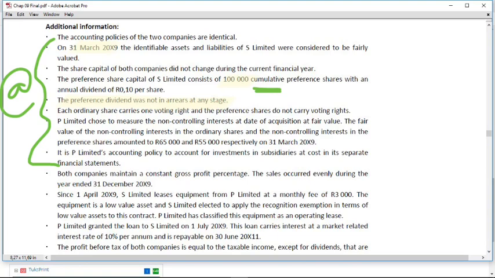P Limited chose to measure NCI at the date of acquisition at fair value. The fair value of NCI in the ordinary shares and NCI in the preference shares are given as 65,000 and 55,000. The only effect of the interim acquisition is that I have to give you those fair values at acquisition date now. It is P's accounting policy to account for investments in subsidiaries at cost in its separate financial statements, so your TB amounts represent the consideration paid.